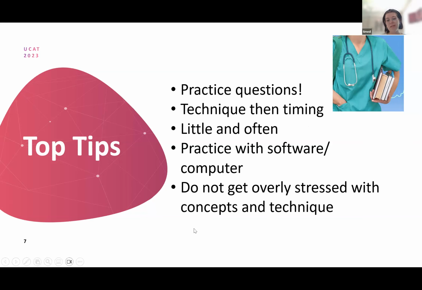And this might sound a bit counterintuitive, but don't get overly stressed with concepts and techniques in the exam. Especially true of abstract reasoning. I remember trying to memorize all the different types of patterns that can come up. And then I sat in my exam and I just didn't have any time to think about those at all, and actually worked quite a lot off gut instinct. But as long as you've done those practice questions, your instinct will be pretty good with them. So don't get overly focused on concepts and technique. Just practice questions, practice, practice, practice, and you'll be okay.